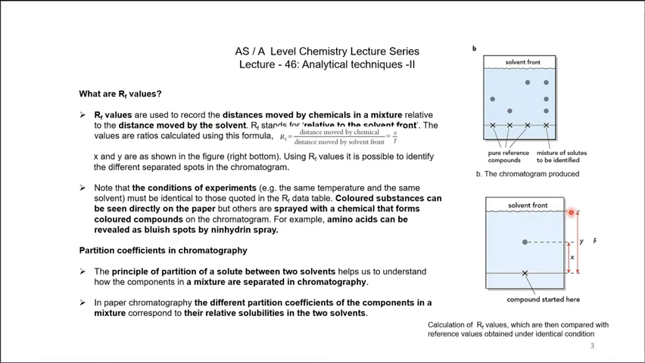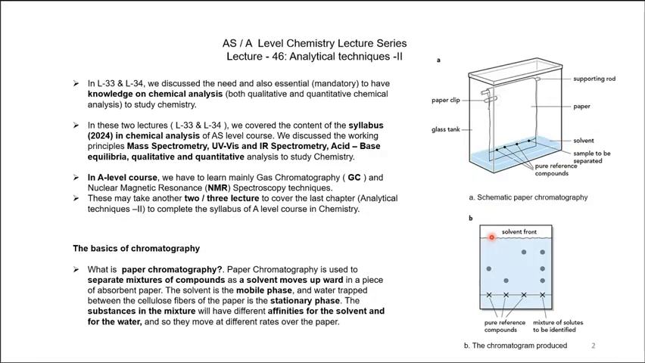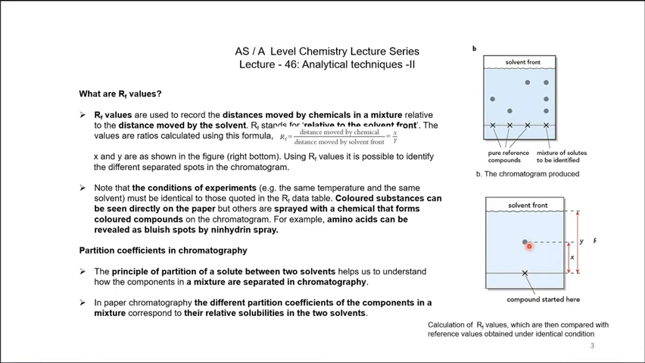This is the solvent. If we go back to our first picture, there is the solvent. The solvent also moves, as well as the compound. So we take the ratio of the distance moved by the chemical and the distance moved by the solvent front. This is the solvent front, so that's the distance, and the chemical which moved is the distance. We take the ratio of these two, and that's what we call the RF value. So we have the RF values, and it's possible to identify the different separated spots on the chromatograph.